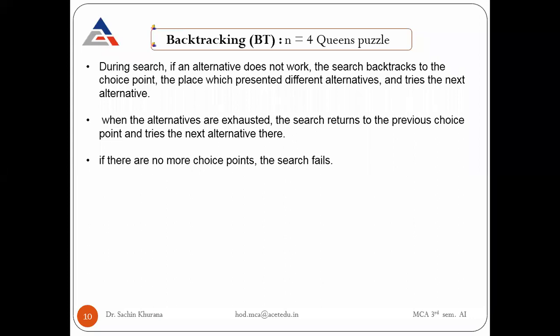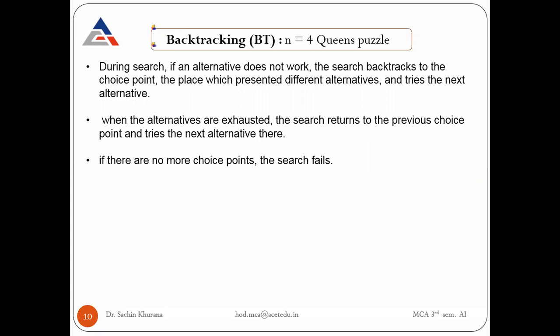When the alternatives are exhausted, the search returns to the previous choice point and tries the next alternative there. Alternatives are exhausted means whatever alternatives are there. If you remember, we have a hierarchy, a kind of tree, you know it. A tree means having a parent and a large number of children.